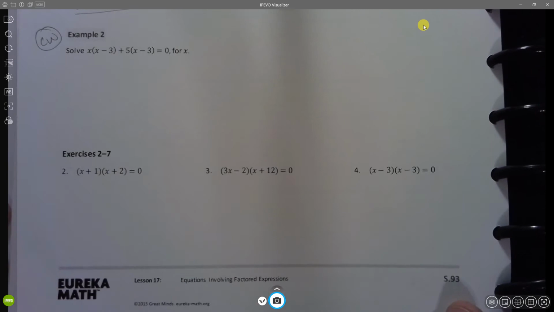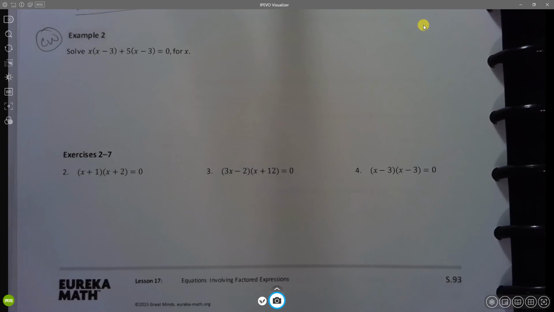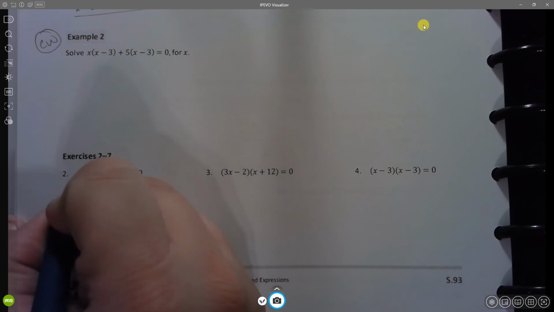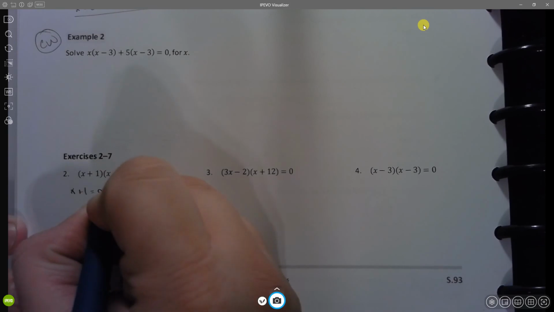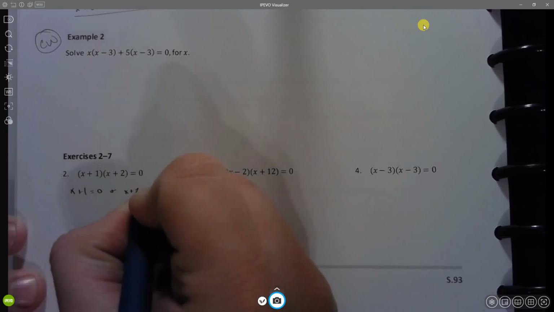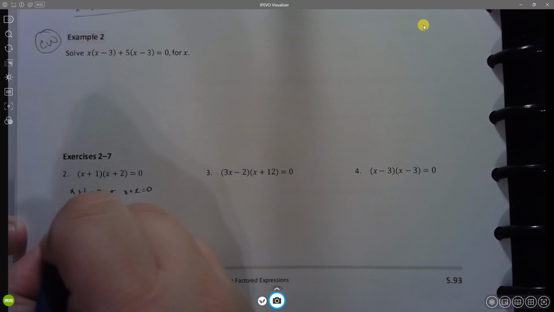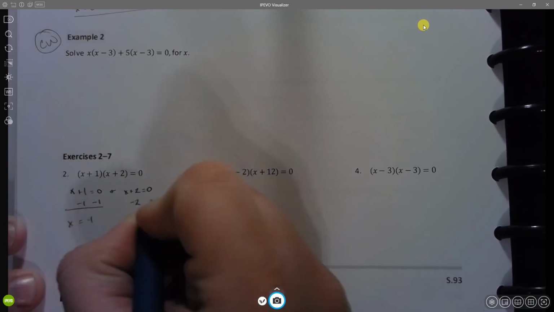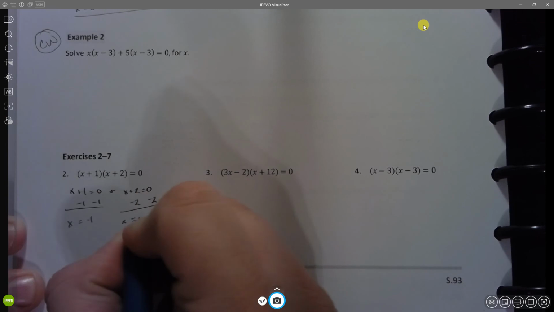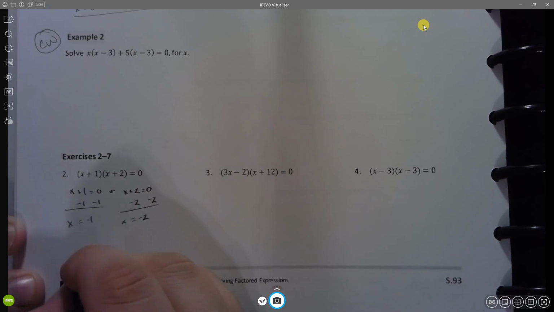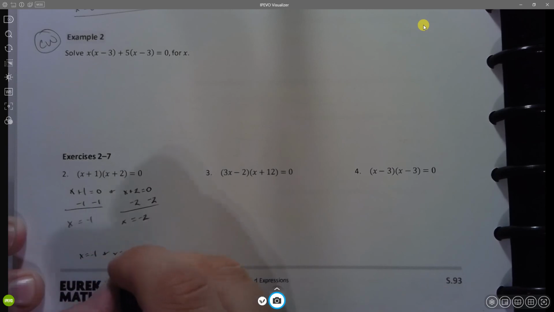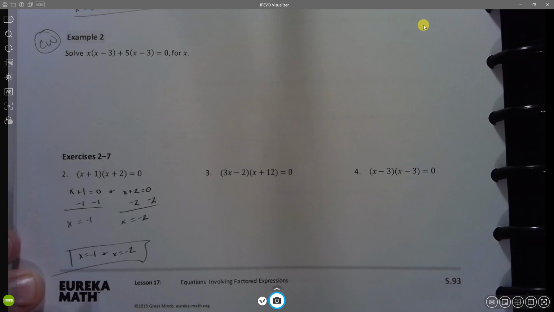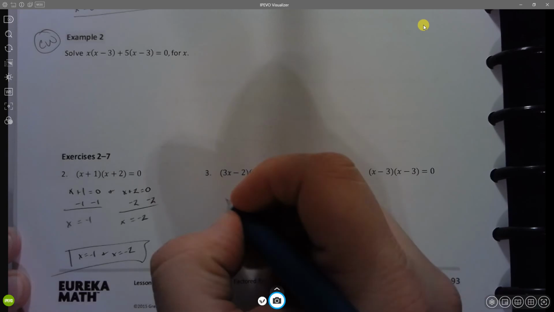Now, at this point, we should know by now what I'm doing. I'm hoping that you paid attention, so I'm going to run through these pretty quick. x plus 1 times x plus 2 equals 0, so x plus 1 equals 0 and x plus 2 equals 0. We subtract 1 from both sides, we get x equals negative 1. Then we subtract 2 from both sides, we get x equals negative 2. So my solutions are x equals negative 1 and x equals negative 2. Easy peasy.